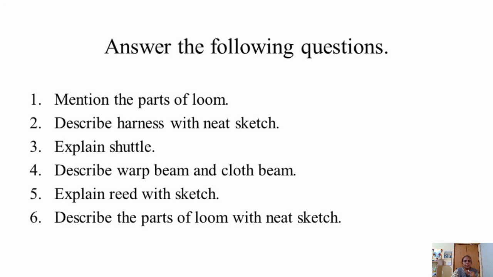Explain the reed with a neat sketch. What is a reed and what is the purpose of the reed? You have to write. Describe the parts of the loom with a neat sketch. So you have to describe all the parts. Which are the parts of the loom? You understood? That is, harness, heddle, reed, shuttle, warp beam, cloth beam. These are the parts you have to describe along with the sketches.